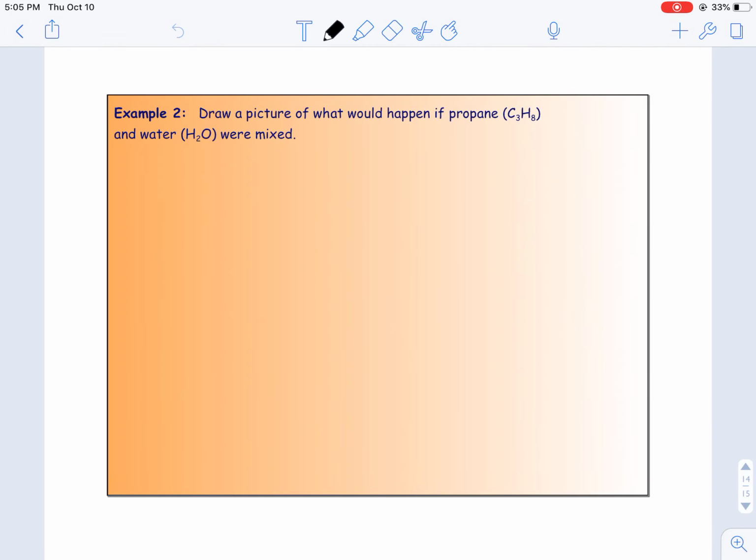Here's a second example of how to draw an intermolecular forces picture. Remember, in the last slide I said that two polar things mixed together will mix, two nonpolar things will combine, but if you have a polar and a nonpolar thing, then they won't mix. So the first thing you need to do is draw the structures and see if they're both polar, both nonpolar, half and half, like in the previous example, or whatever.